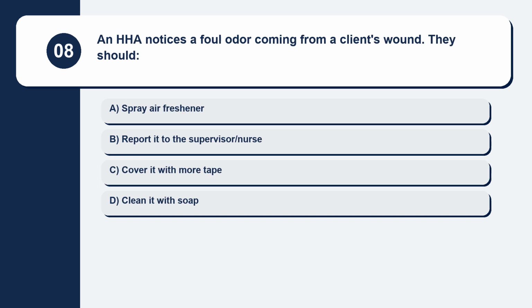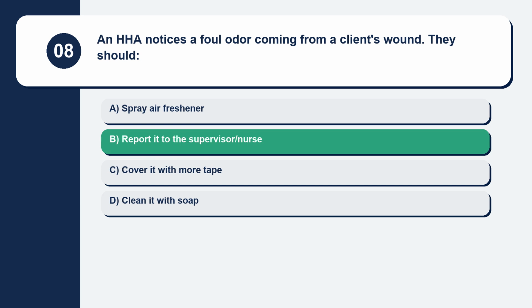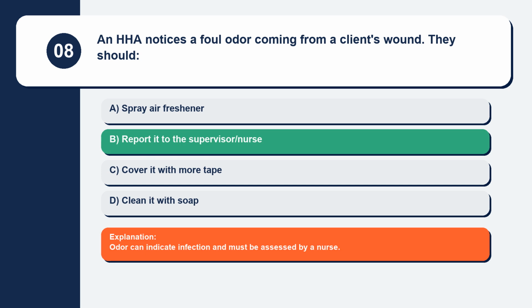Question 8. An HHA notices a foul odor coming from a client's wound. They should spray air freshener. Report it to the supervisor or nurse. Cover it with more tape. Clean it with soap. Odor can indicate infection and must be assessed by a nurse.